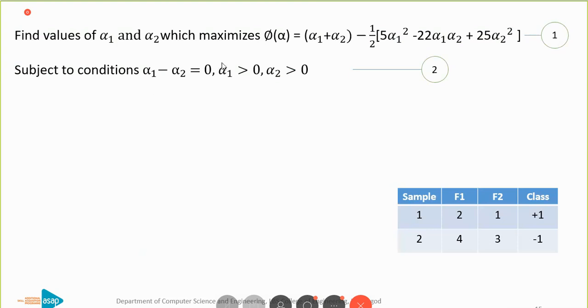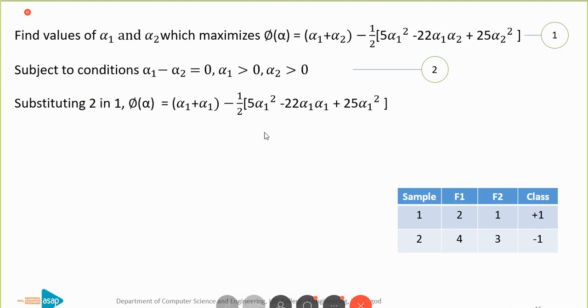And why alpha 1 greater than 0, alpha 2 greater than 0? Because here we will only consider the case of support vectors. We don't bother about the other alphas. We need only support vectors. So this is the expression you have, and this is the condition. Now you are going to substitute these two in 1.